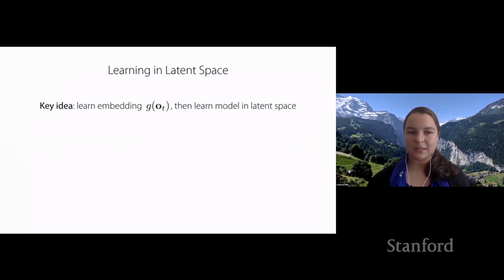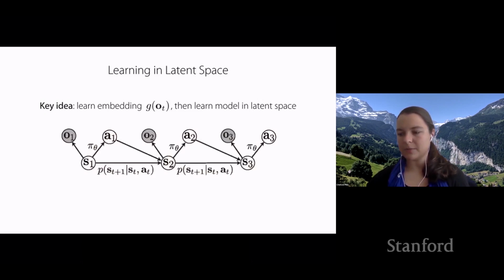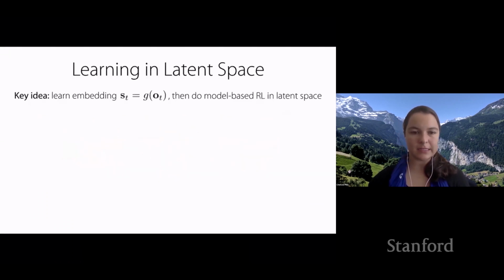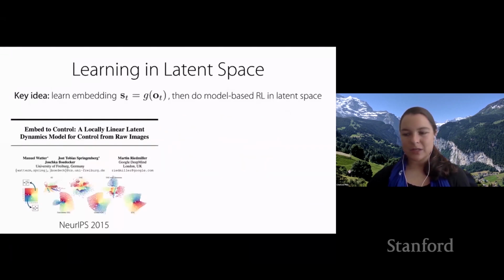The key idea here is that we're going to learn an embedding that embeds our observations into some usually lower dimensional space, and then just treat that lower dimensional space as our state space. So for example, if this is our original graphical model, we can try to learn an encoder that maps us from the observations back to our states. And then once you learn this embedding, you can just do the same sort of model-based RL in that latent space. So this sounds pretty simple.